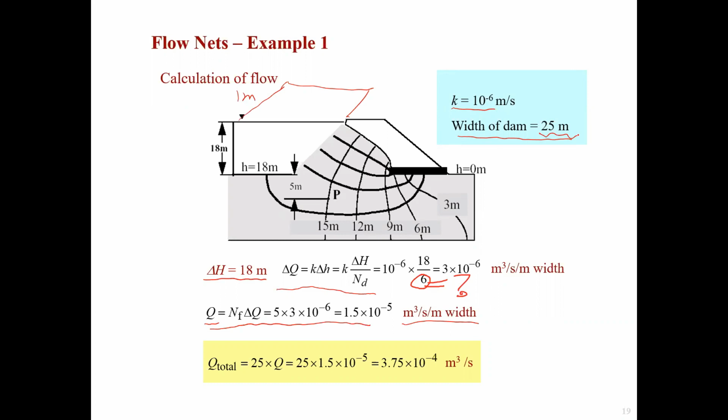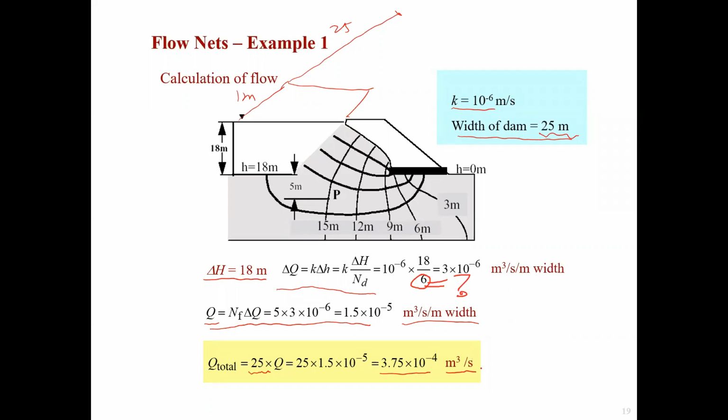But we are required to do the calculation for a 25 meter dam. So in total, that's 25 meters. For your q calculation, you have to multiply by 25, and that's the final value we need to get. The unit is cubic meter per second.